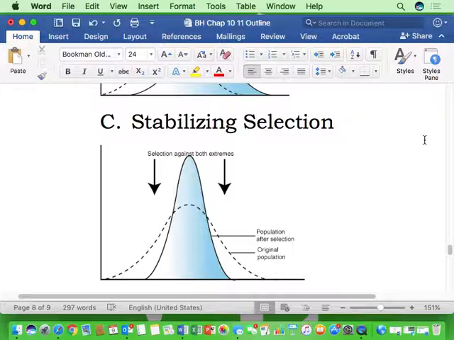All right, stabilizing selection. Stabilizing selection is when an intermediate phenotype is favored.